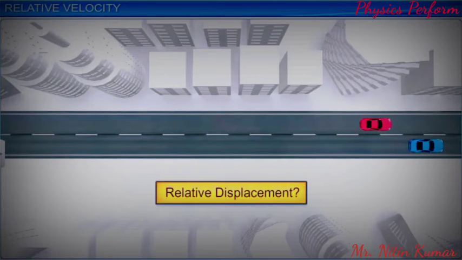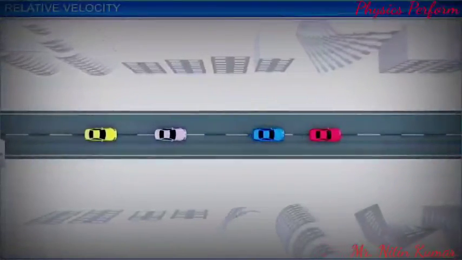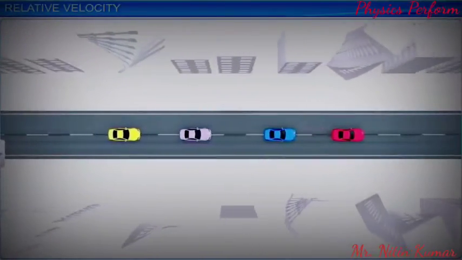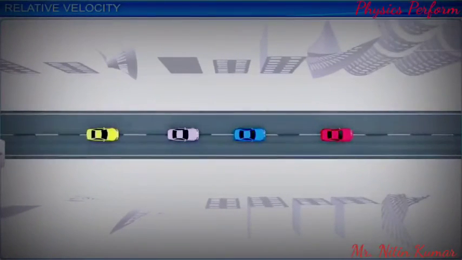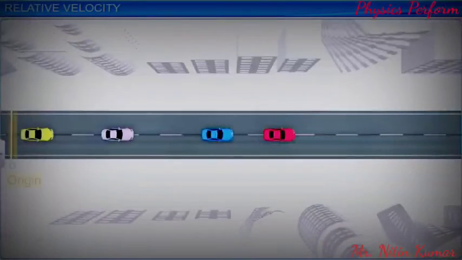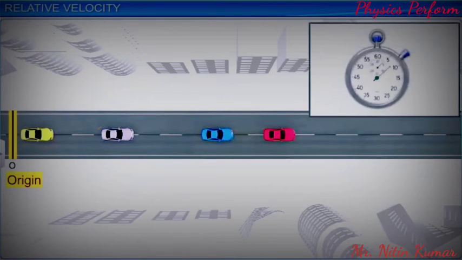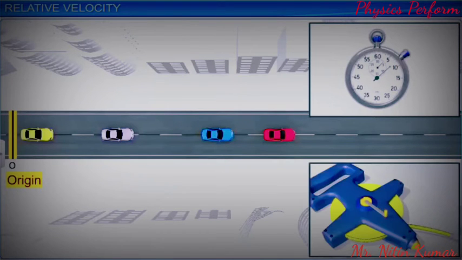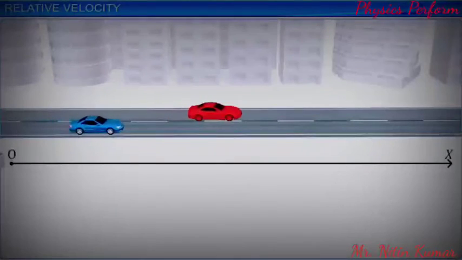Now, let's understand what relative displacement between two bodies in rectilinear motion is. When several bodies move independently along the same line, time should be recorded from the same initial instant for all bodies, and displacements measured from the same origin, and in the same direction. This implies that a single clock and a single measuring tape should be used.